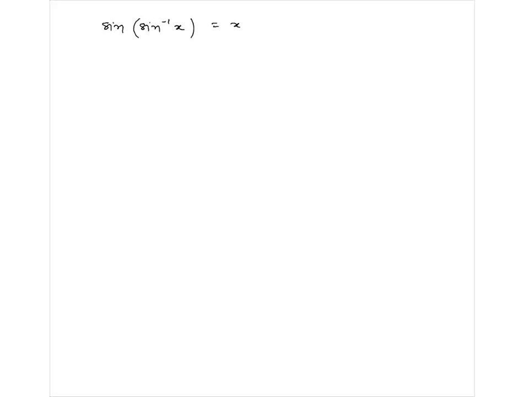Yes, the domain is going to be different. For example, if I'm talking about sine of sine inverse x, then obviously x must lie between -1 and 1. Only then would sine inverse x have a meaning. But if I'm talking of cosec of cosec inverse x, then this will be meaningful if cosec inverse x is meaningful. And cosec inverse x is meaningful if x does not lie between -1 and 1.